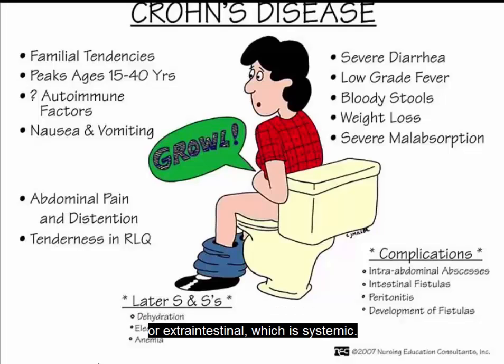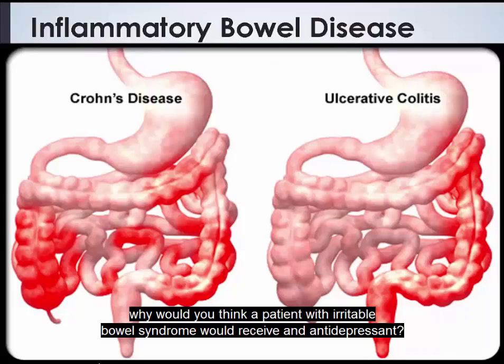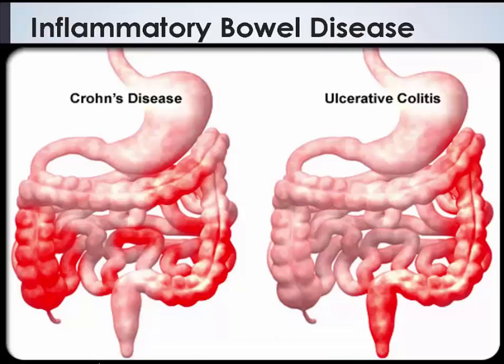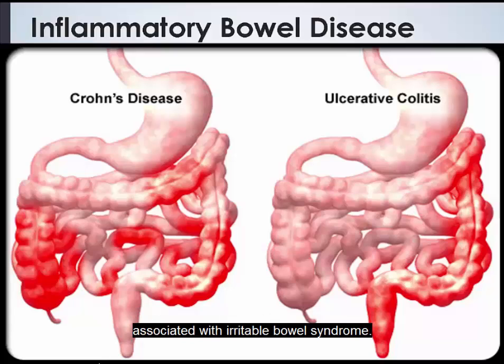extraintestinal, which is systemic. So looking at inflammatory bowel disease, the umbrella between Crohn's and ulcerative colitis, why would you think a patient with irritable bowel syndrome would receive an antidepressant? Tricyclics and selective serotonin reuptake inhibitors can help relieve abdominal pain associated with irritable bowel syndrome.